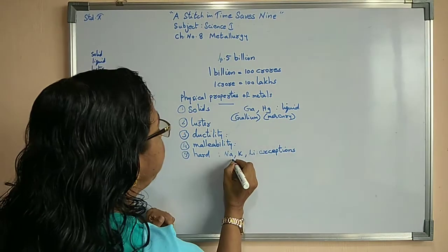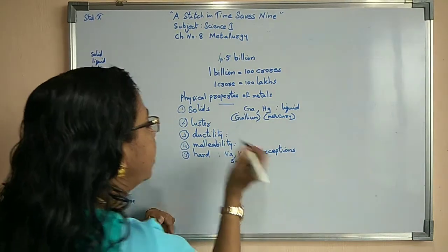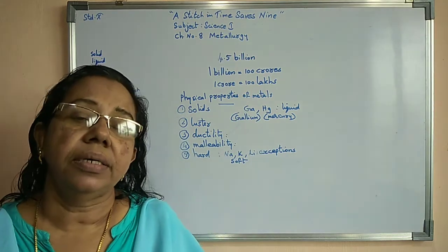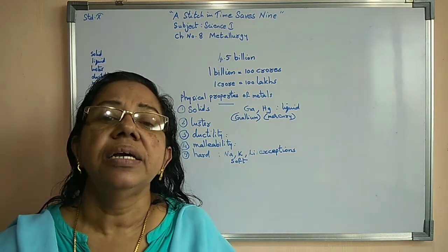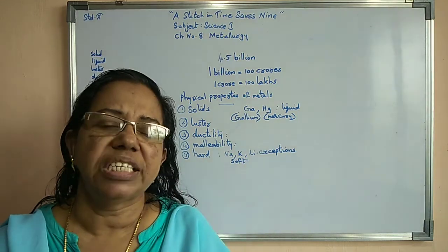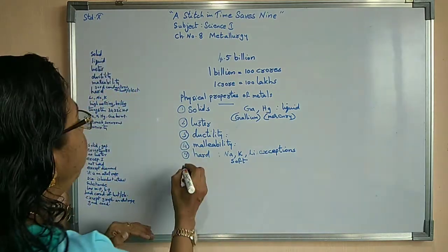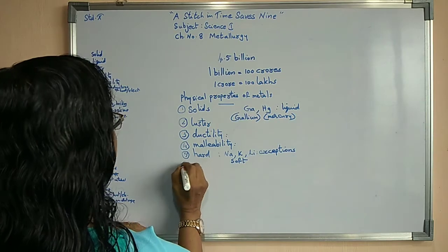They are soft metals, not hard. So normally metals are hard, but here three examples are there: lithium, sodium, potassium. They are soft metals. Now we will study the other point.